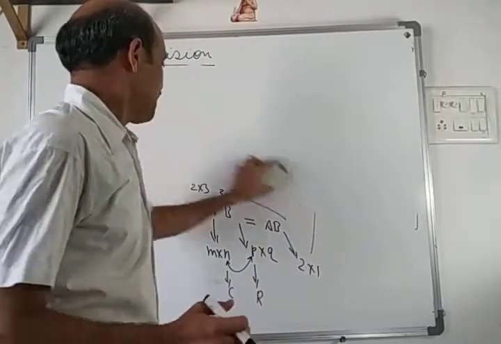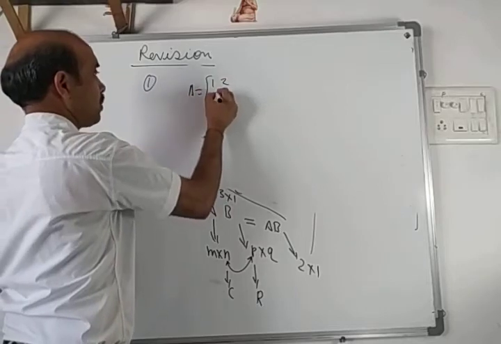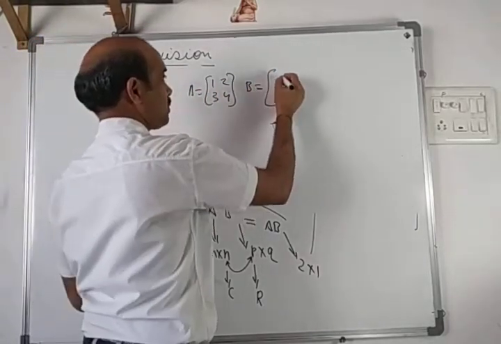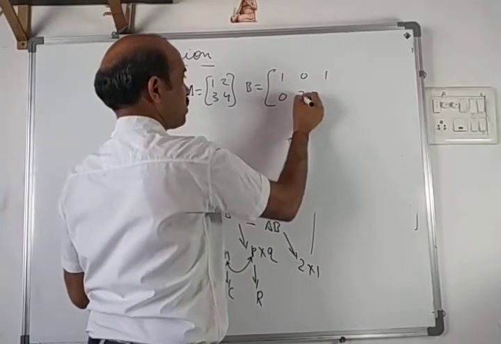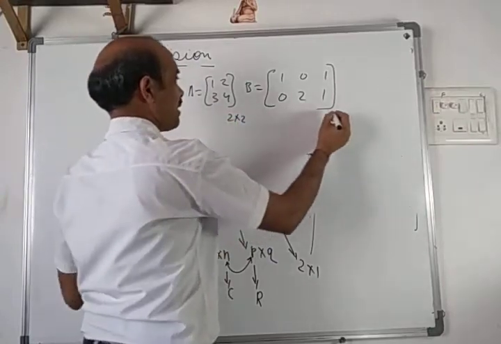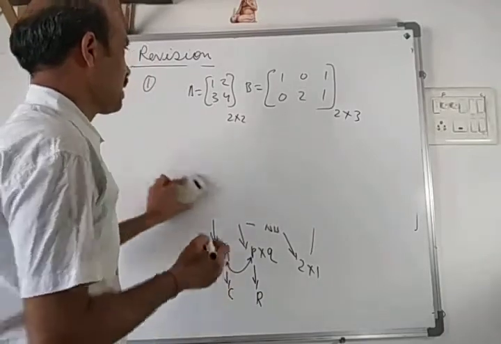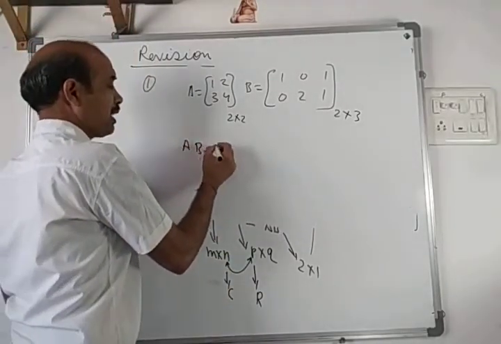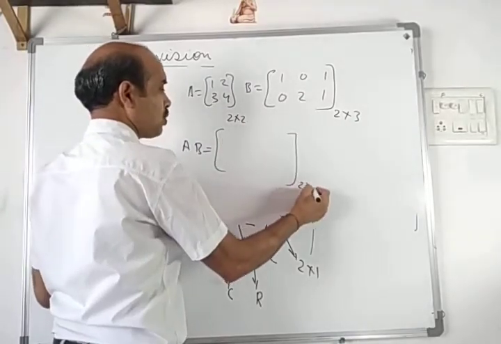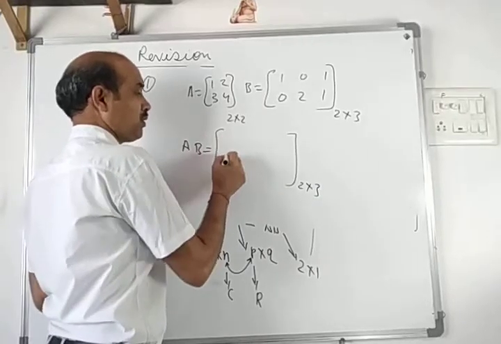Now, how to multiply? Like if A is 1, 2, 3, 4 and B is 1, 0, 1, 0, 2, 1. So the order of A is 2 by 2, and the order of B is 2 rows, 3 columns. It means they can be multiplied. And after multiplication, what is the order? This number will be eliminated, so it will be 2 by 3, first and last. So write down 2 rows, 3 columns.